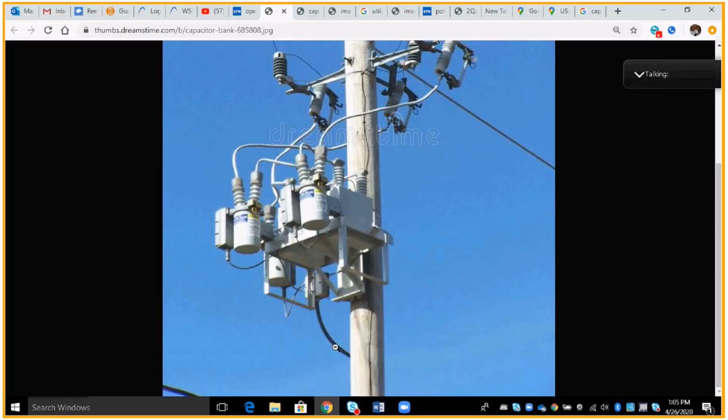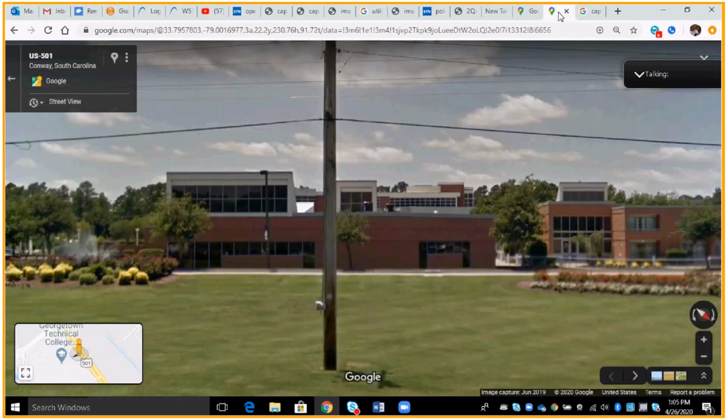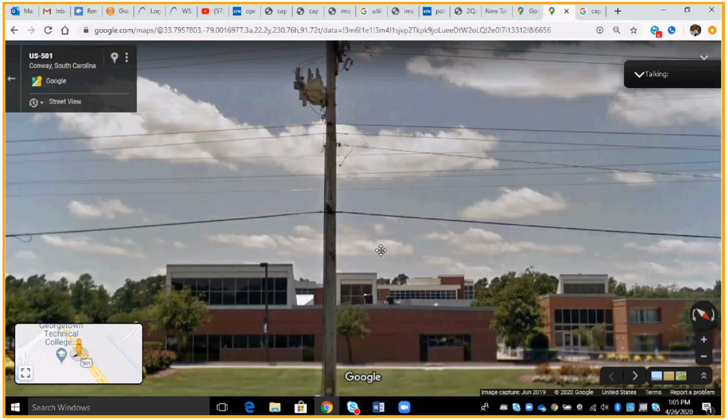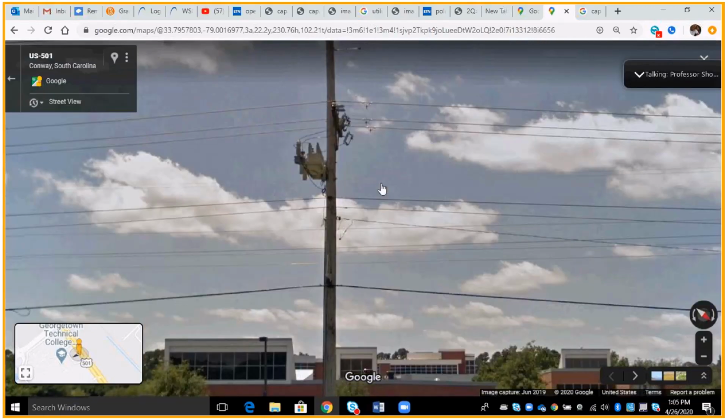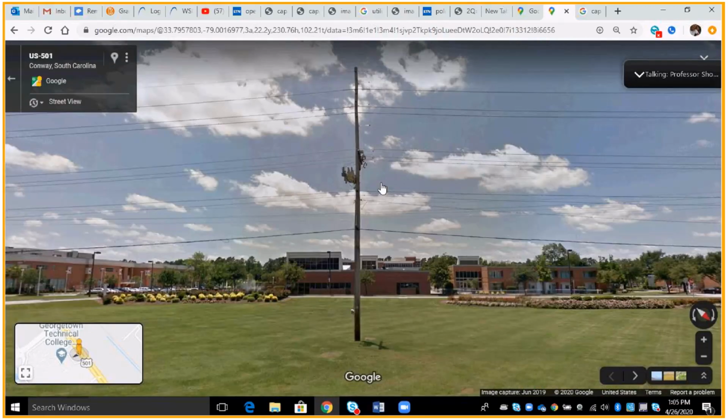You'll notice in this picture that I had up here, we're at the college, and there's a lot of motor inductive load at the college because of all the air conditioning units and whatnot. Look how close this capacitor bank unit is to the load. It's as close as possible. It's right in front of the school.